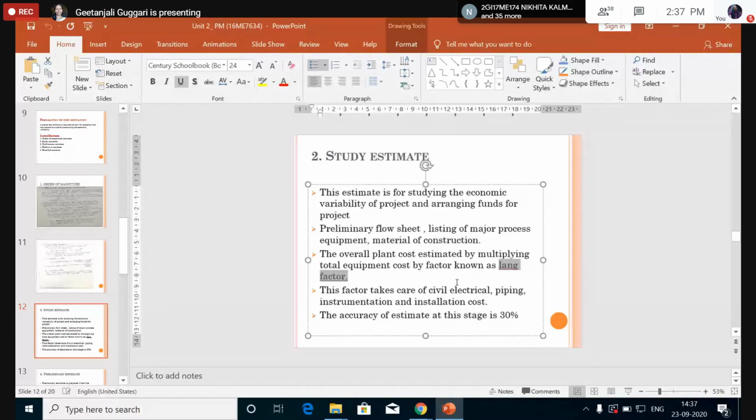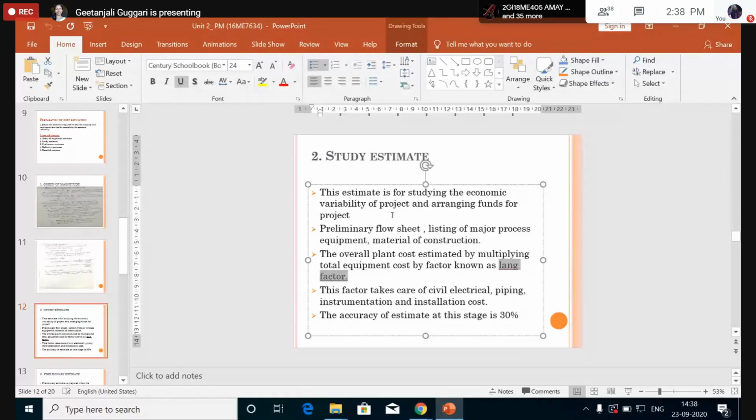So this is your study estimate. It is done during the definition phase. In the definition phase, you are ready with your flow sheets, your machineries and your equipment. During that phase, we are estimating the cost of the project.